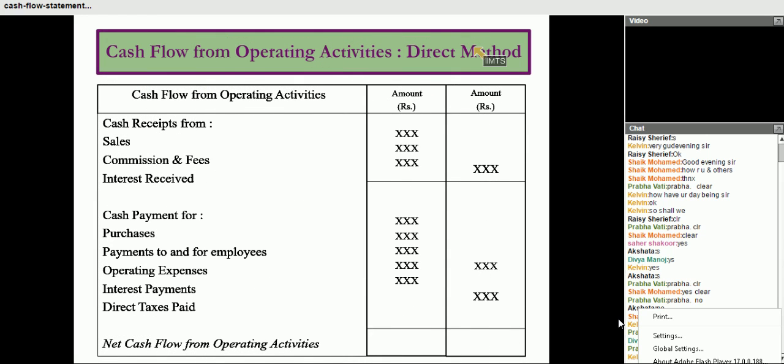So you can see this format for the direct method. In this, first we are calculating the cash flow from operating activities, right? So in this come the cash receipts from sales, commission and fees, interest received, right? Then we will check the cash payments for purchases, payments to and for employees, operating expenses, interest payments, direct taxes paid, right?